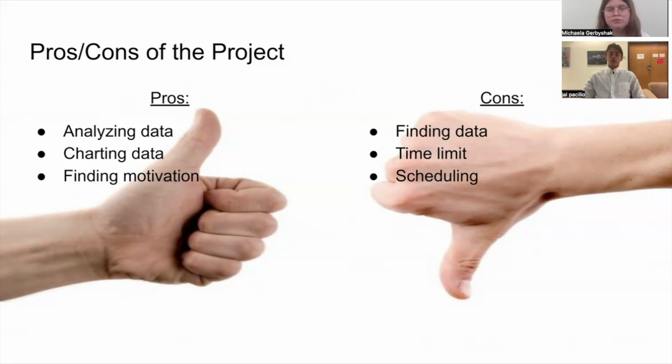For the cons: finding data, time limit, and scheduling. Finding data was challenging because many data sets either weren't the correct dates or were difficult to download. We were also given a time limit of 2 weeks, which created an urgency and a stress to finish this project as fast as possible and as well as possible. Scheduling was also very difficult because while working on this project, we also had other activities going on. This caused us to have a lot less time, and it made it difficult to find time to do work on the project out of what was already scheduled.